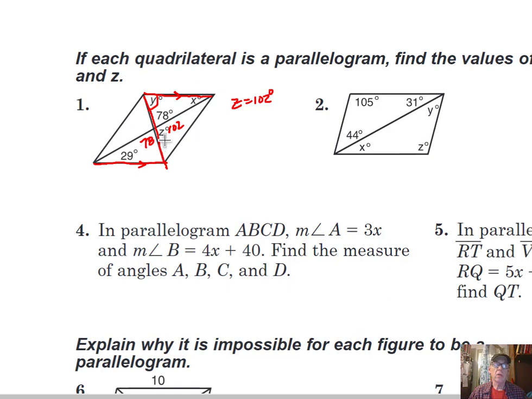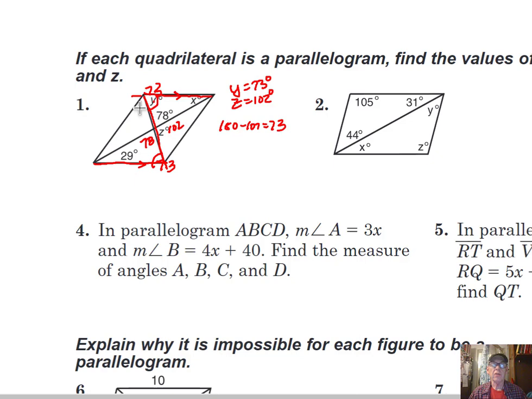These angles are alternate interior angles, and with parallel lines, alternate interior angles are congruent. So if I can find out what this angle here is, I can find out what y is. By triangle sums, these angles all have to add to 180 degrees. So 78 and 29 comes out to be 107. If I take 180 minus 107, I get 73 degrees. So this angle is 73 degrees. Now by alternate interior angles, y is going to be 73 degrees.